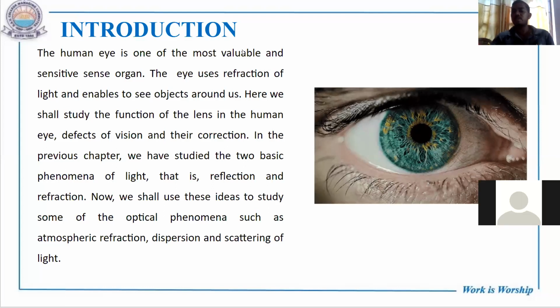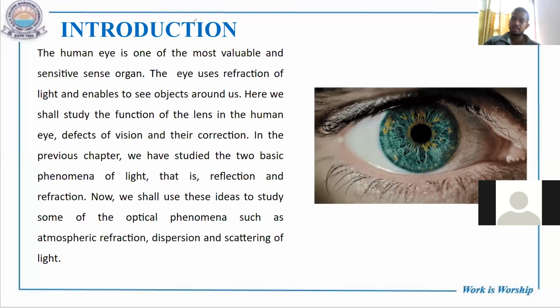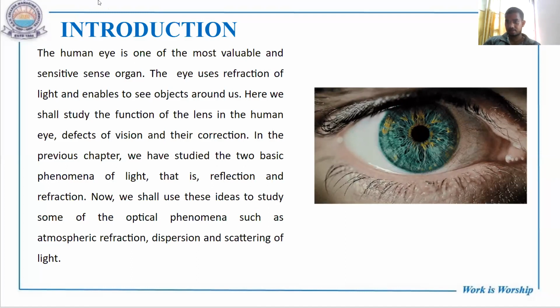Okay, human eye and the colorful world. As you know, the human eye is a sensitive sense organ which helps us to see objects clearly. And for vision, we need to have an eye, and we have to take care of the eye very seriously because it gives us the sensation of sight.